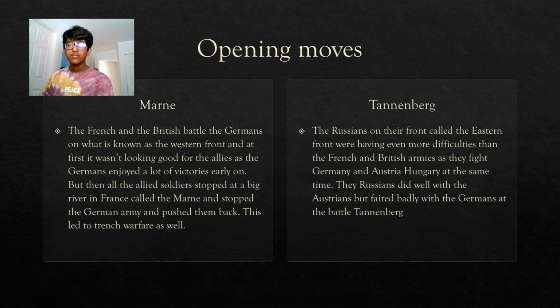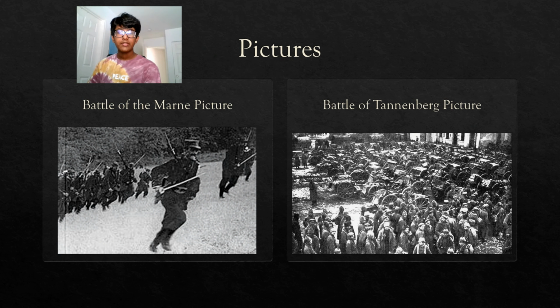The Russians on their front, called the Eastern Front, were having even more difficulties than the French and British armies, as they fight Germany and Austria-Hungary at the same time. The Russians did well with the Austrians, but fared badly with the Germans at the Battle of Tannenberg. On the left is a picture of French soldiers at the Battle of the Marne, then on the right are some Russian prisoners at the Battle of Tannenberg.